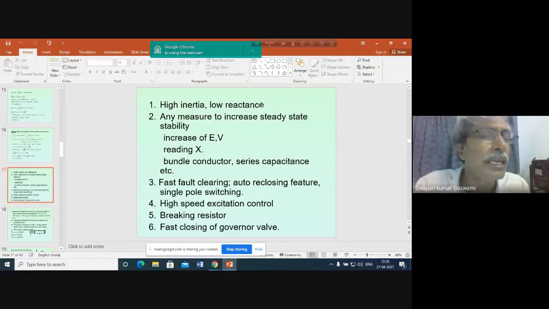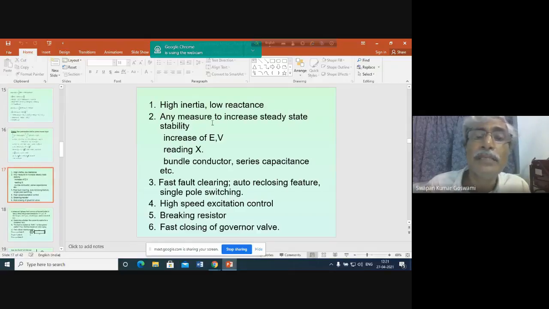Therefore, if the initial angle is smaller, obviously the system is in a better position. High inertia will help maintaining system stability. Low reactance of the system, of the generator and everything, if that is also small, then the generator will be in a better position to maintain synchronous operation. So high inertia will help maintaining stability, and low reactance also will help maintaining stability.